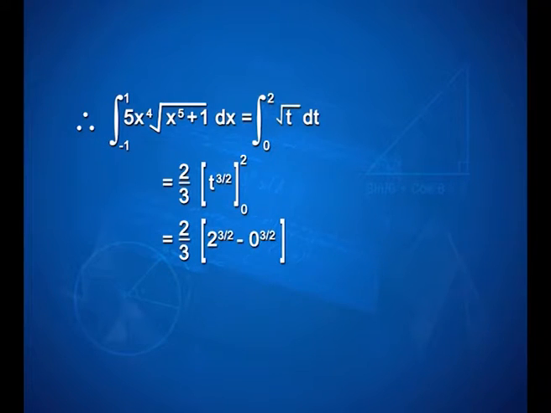On applying limits, we get 2 upon 3 into 2 raised to 3 upon 2 minus 0 raised to 3 upon 2, which on simplification gives 2 upon 3 into 2 root 2, and thus we get the answer as 4 root 2 upon 3. Now, let us look into some properties of definite integrals.